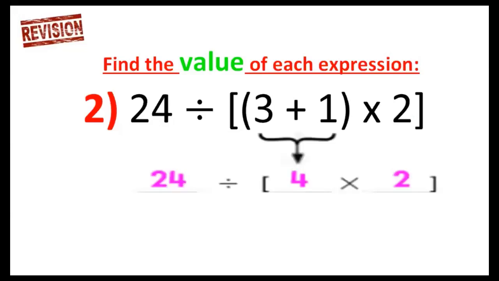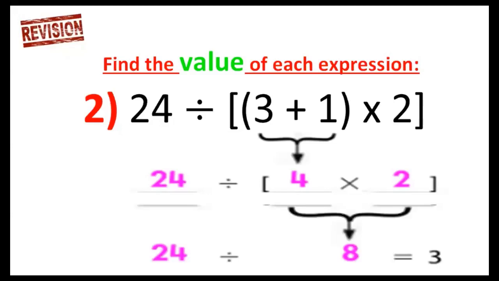And drop 2 as it is, and drop the two brackets as they are. Also drop 4 and the division as they are, then drop 24 divided by as it is here, and finish the brackets: 4 by 2 equals 8. Then finish the last operation: 24 divided by 8 equals 3.